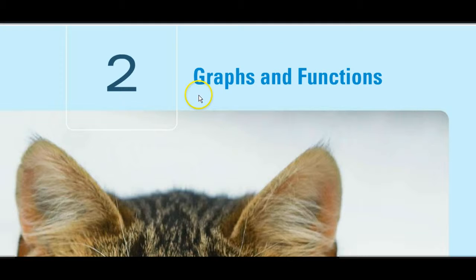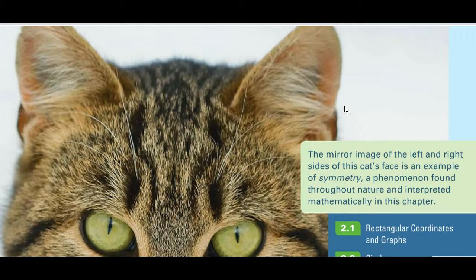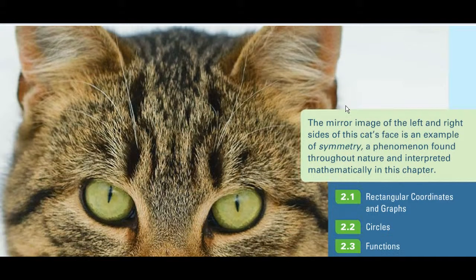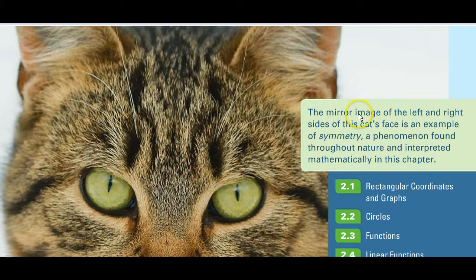We will start with Chapter 2, Graphs and Functions. And we see a nice little cat here. And what they're saying is the mirror image of the left of the picture, I guess this is the left of the picture, and the right of the picture, give an example of the cat's face of symmetry. Symmetry is what you see on the left is sort of similar to what you see on the right. We have in the human body bilateral symmetry, a right and a left.